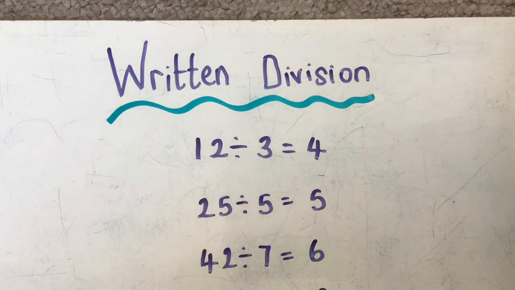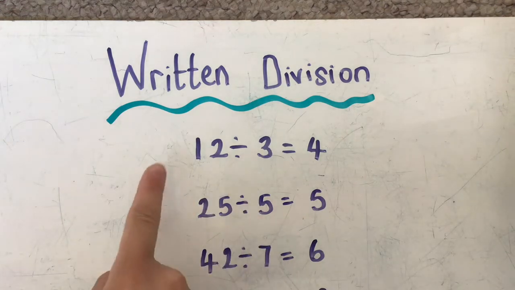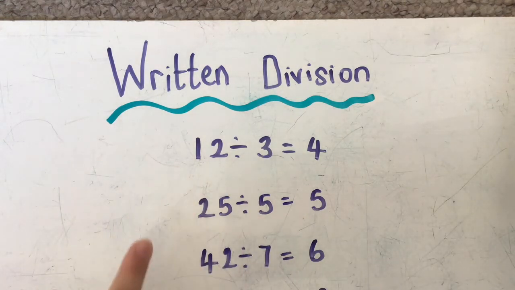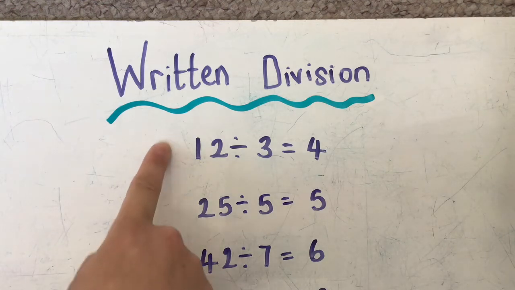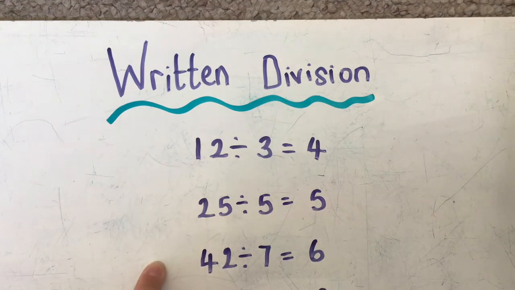Hello everyone, I've made this little video to show you how to do some more complicated division sums that you might come across. So you can see on the board here I've written some division sums that we would know in our head. For example, 12 divided by 3 is 4, 25 divided by 5 is 5, and 42 divided by 7 is 6. And we know those because we've learnt our tables off really well.